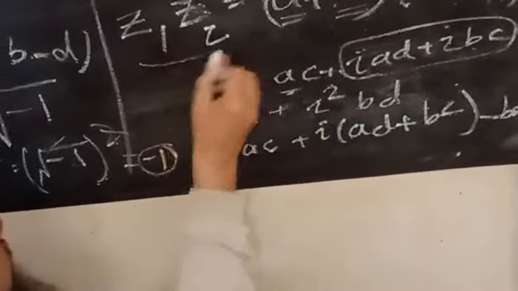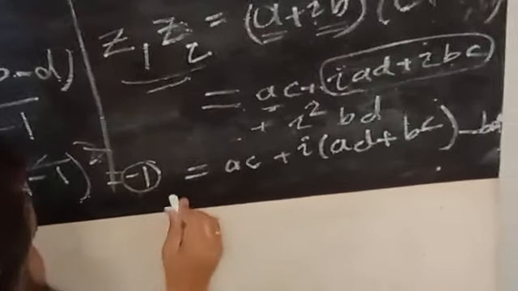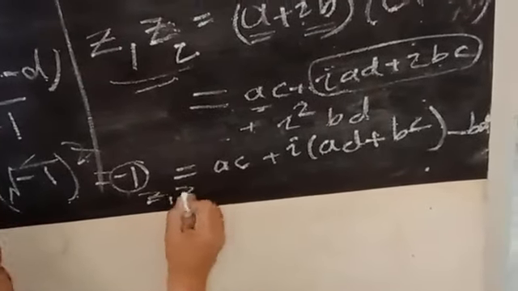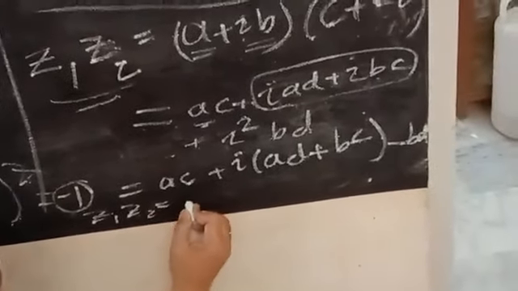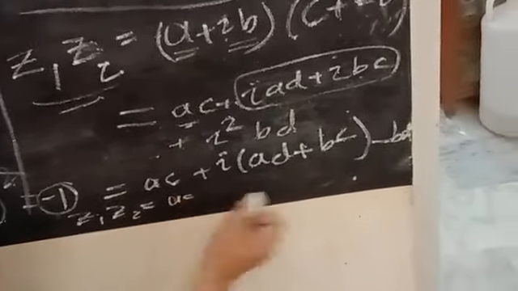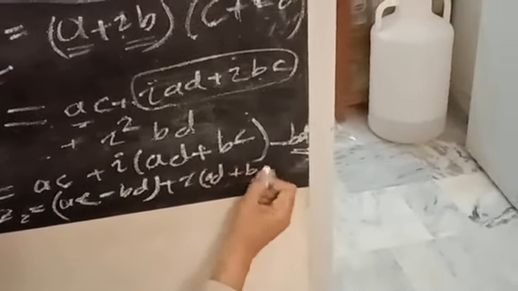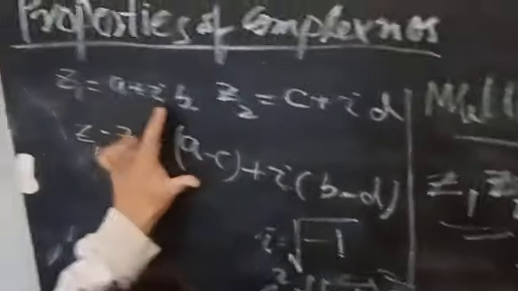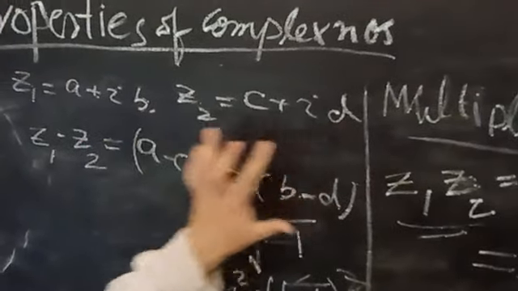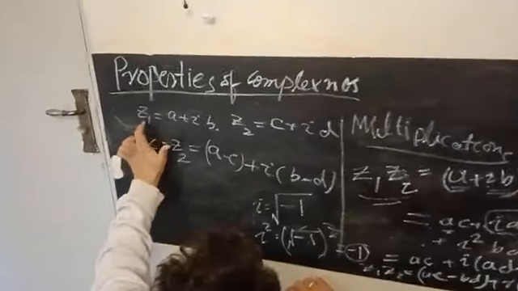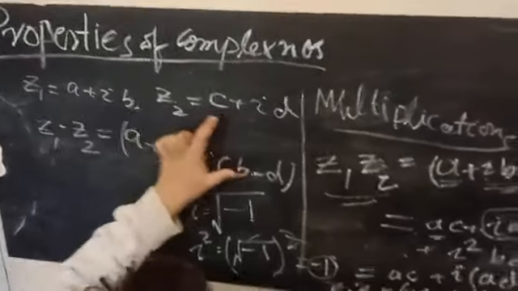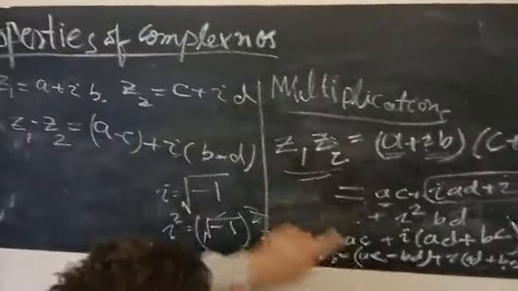So the product of two complex numbers Z1 into Z2 will be AC. This is real, this is also real. We will combine them: AC minus BD plus iota AD plus BC. So Z1 is equal to A plus iota B, Z2 is equal to C plus iota D. We have to multiply them. You can memorize it: Z1 into Z2 is equal to AC minus BD.